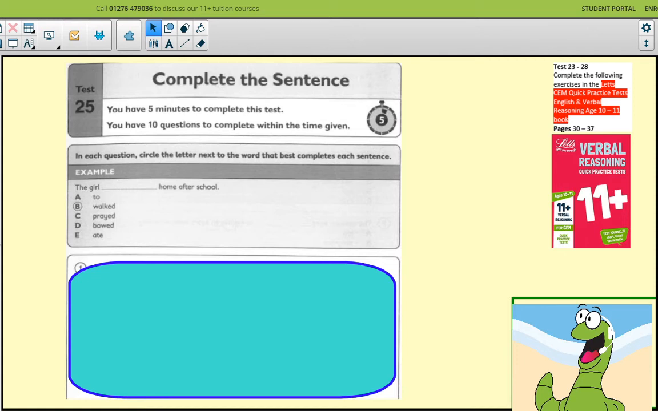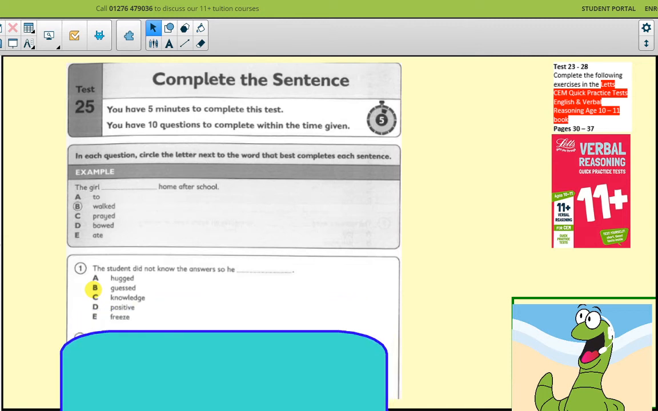Okay, moving on to test 25. 5 minutes, 10 questions. Very similar, complete the sentence. This time you're just circling the letter next to the word that best completes each one. The girl walked home after school. So again, read it in your head and think about how it sounds.